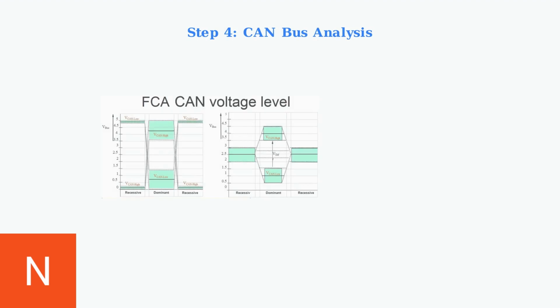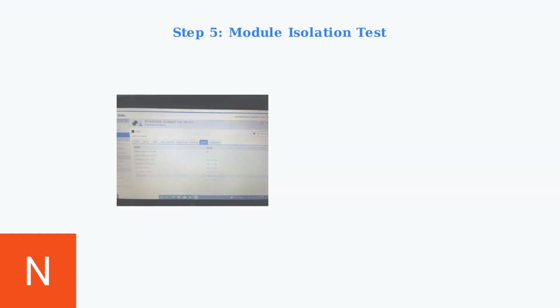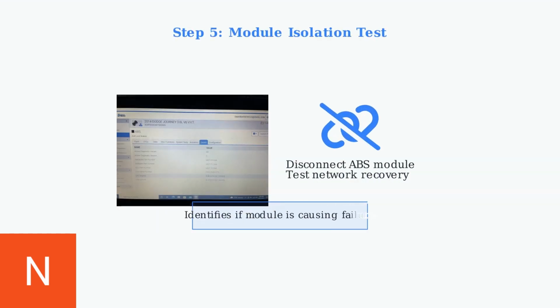Step 4 involves analyzing the CAN bus for proper voltage levels. The nominal voltage should be 2.5 volts, with an acceptable range between 1.5 and 3.5 volts. Step 5 is the module isolation test. If necessary, disconnect the ABS module to test if the network recovers, which helps identify if the module itself is causing the communication failure.